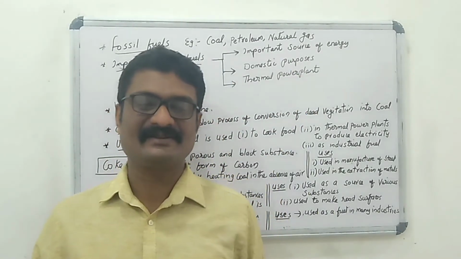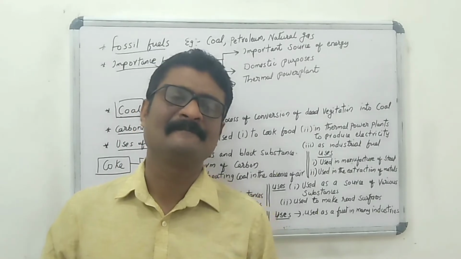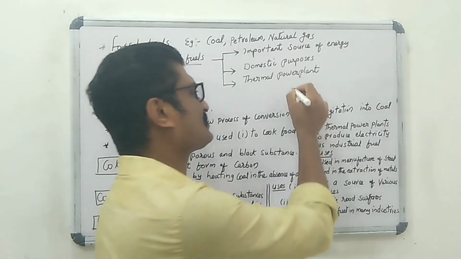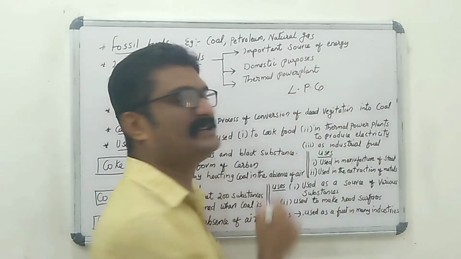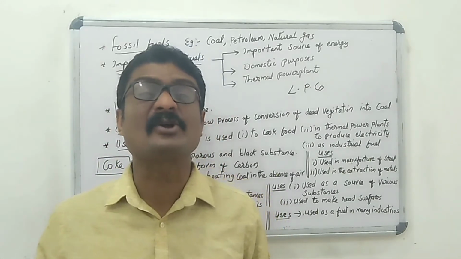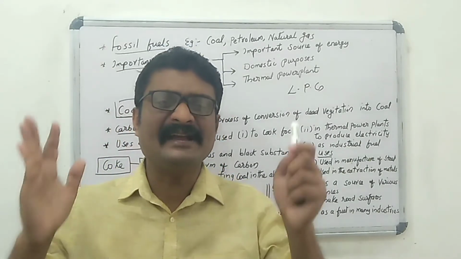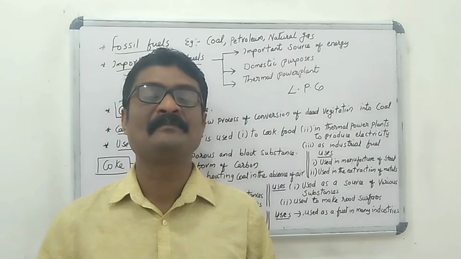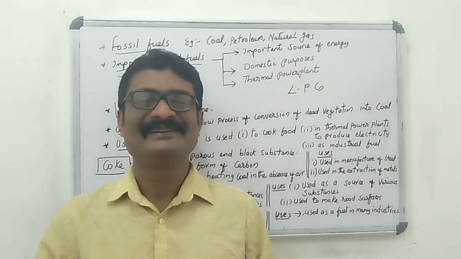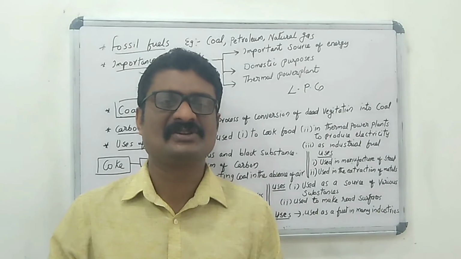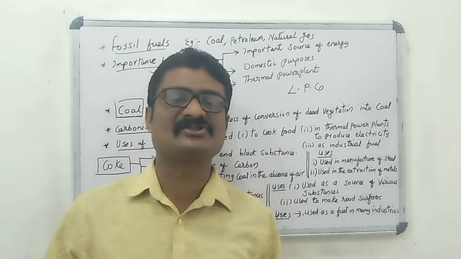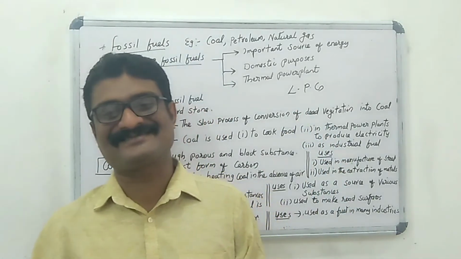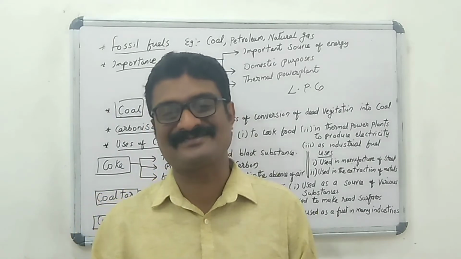For example, for cooking we make use of cylinders which contain LPG, liquefied petroleum gas, and LPG is nothing but the product obtained from petroleum. Even natural gas, which is available through gas pipelines, is also used for domestic cooking purposes.